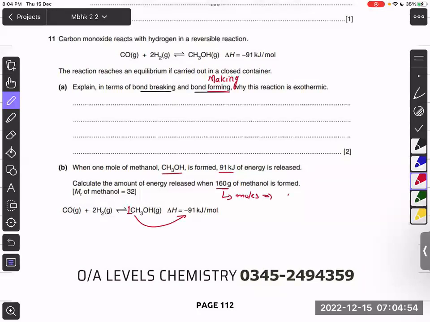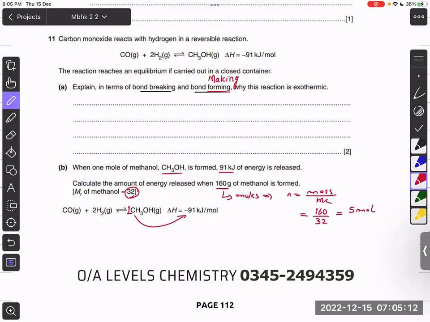How will we find moles? Number of moles is mass over MR. Mass of methanol is 160 gram. MR of methanol, you do not have to work it out. It's already given in the question, which is 32. So moles would come out to be 5 mole.